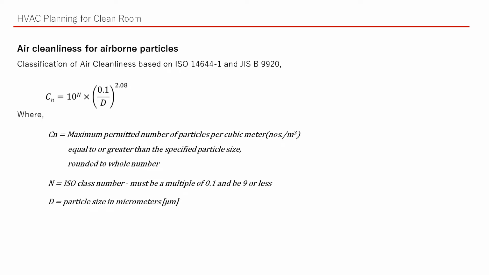We would like to explain the classification of air cleanliness based on ISO 14644-1 and JIS B 9920. Classification is defined by the following formula. Based on the formula, the definition of a class is that smaller particles can exist more and larger particles less.